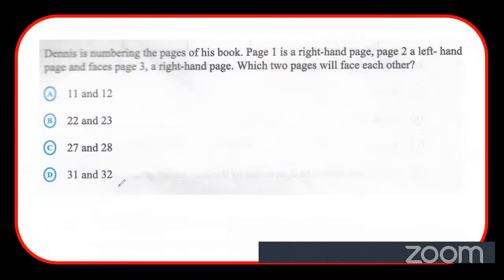So Michaela says the first page is on the right, so the next pages would be 2 and 3, and the only two consecutive numbers in the options are 22 and 23. But 11 and 12 are consecutive. 27 and 28 are consecutive. 31 and 32 are consecutive. Come on, guys. All right. Tanya Brown says 22 and 23 because she did it with a book and got 22 and 23. Courtly Wright says 22 and 23 because pages 2 and 3 are facing each other.